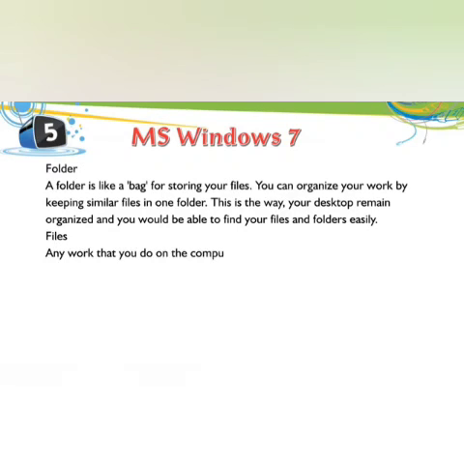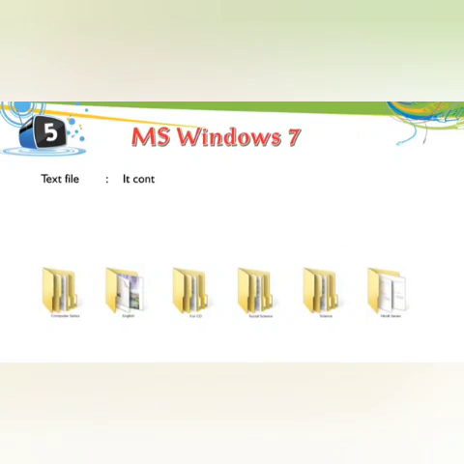Files. Any work that you do on the computer is stored in a file. There are different kinds of files. For example, text file. It contains information in the form of text.